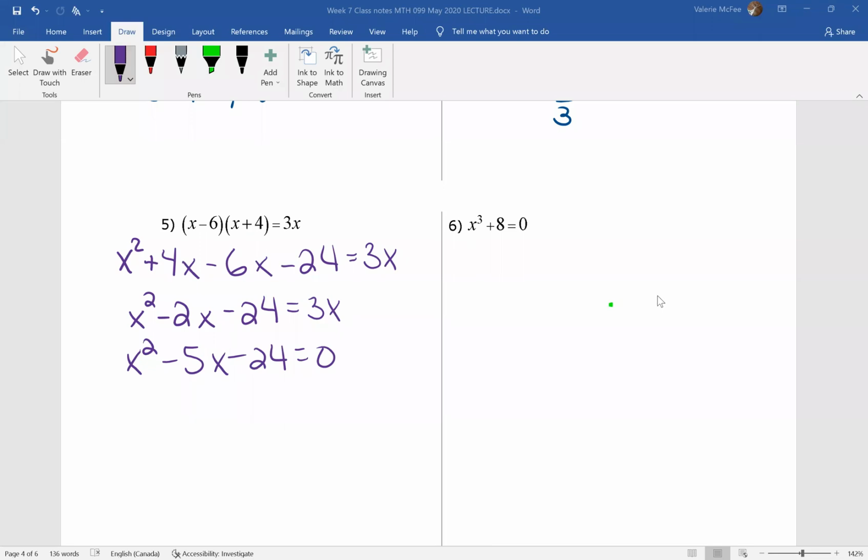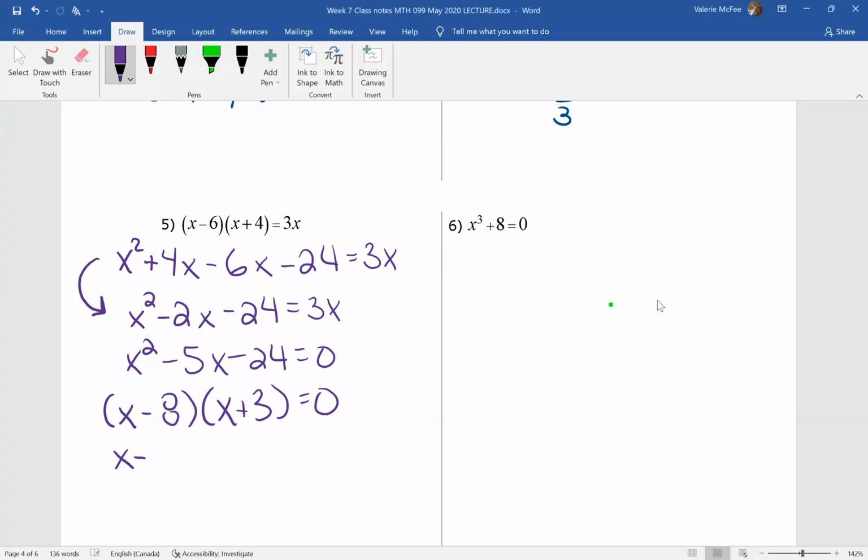Now, I just wanted to point something out here. Make sure that you gather like terms before you make your equation equal 0. That simplifying of each side of the equation is something we've been talking about since the beginning of the semester, and I hope that by now you're well practiced in that. Now you can, of course, go ahead and factor this trinomial.